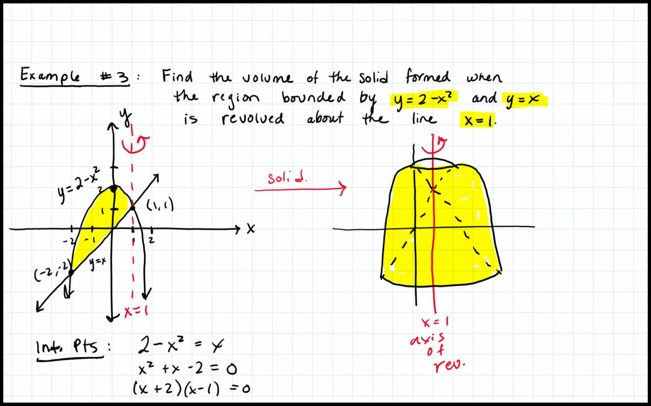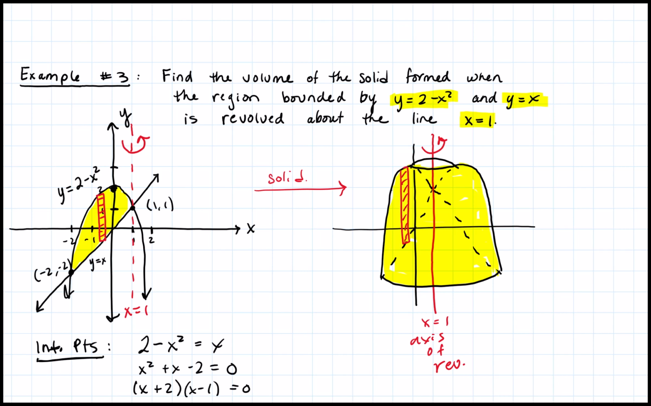So we are going to draw a representative shell, because remember what we're going to do is take a rectangle parallel to our axis of revolution. So here's our rectangle parallel to our axis of revolution, and we're going to revolve it around. So I'm going to draw the same sort of rectangle over here and draw a representative shell.